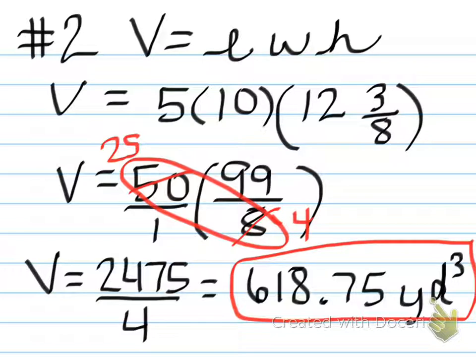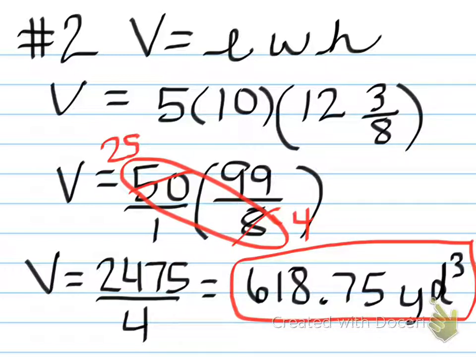You always start by giving me the formula. In this case, the formula for volume for a rectangular prism is the length times the width times the height. Substituting the information that you have into the problem, you have 3 sides. You are given all 3, so 5 times 10 times 12 3/8. The easiest thing to do would be to change the mixed number to an improper fraction.